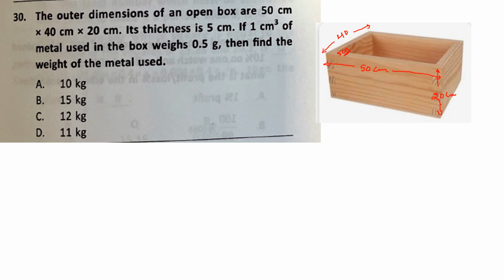So first we will find the external volume. External volume, I'm writing in short, it will be 50 into 40 into 20. If you multiply it, 50 into 40 will give me 2000, into 20. 2 2s are 4, and 4 zeros, so 40,000 centimeter cube. This is my external volume.